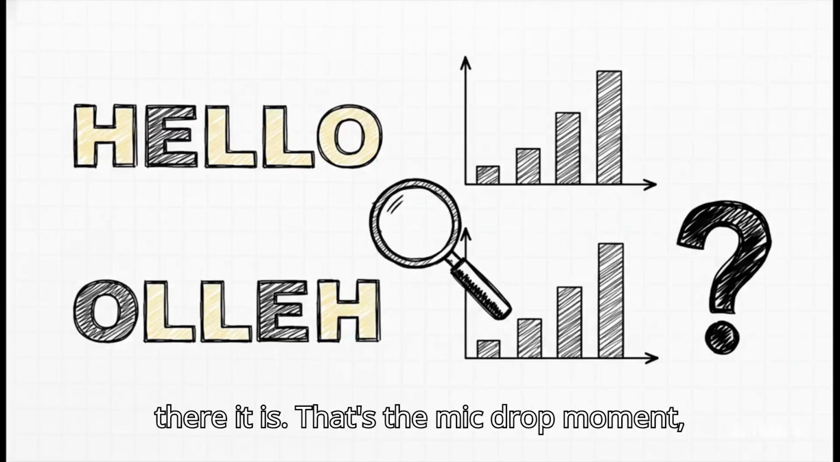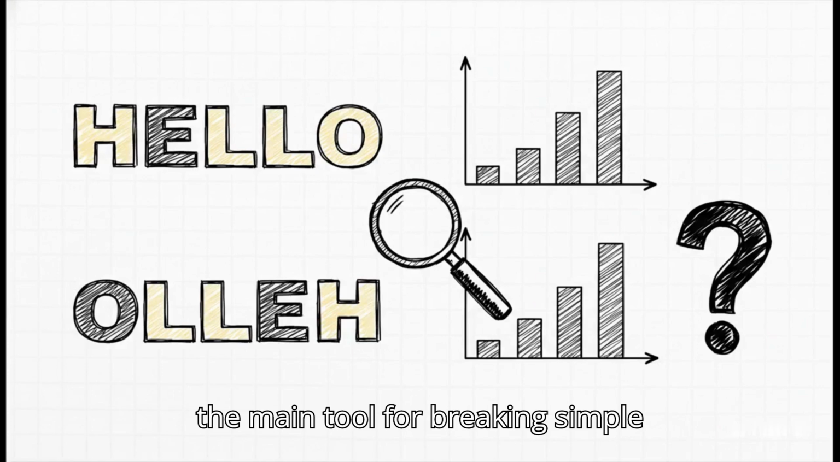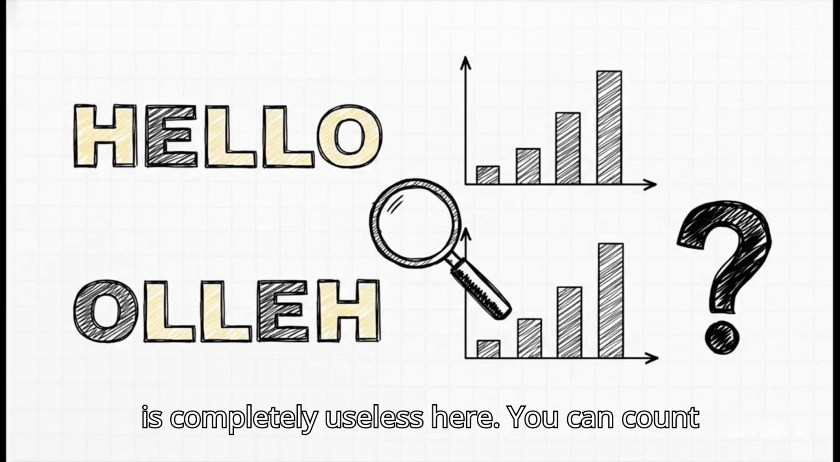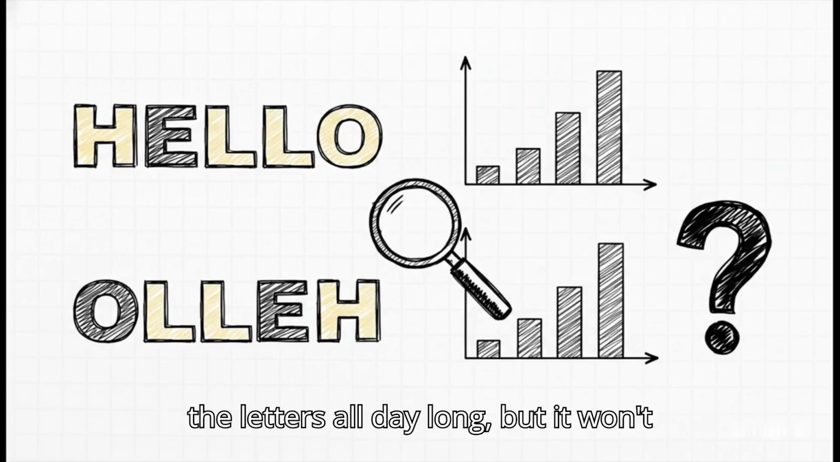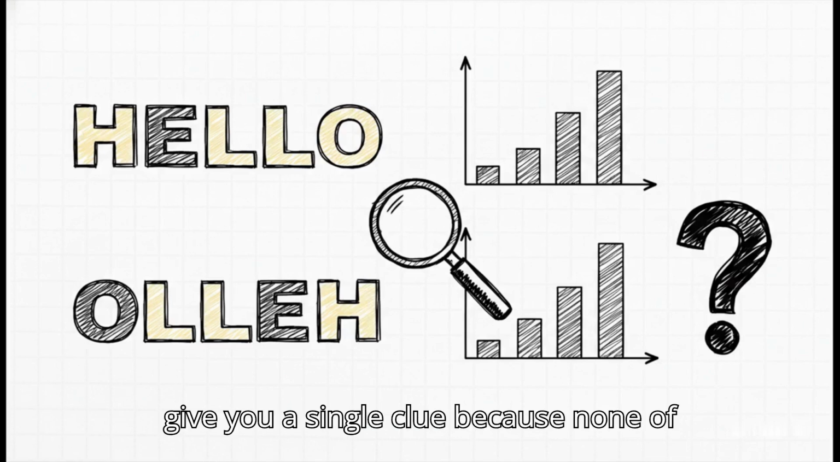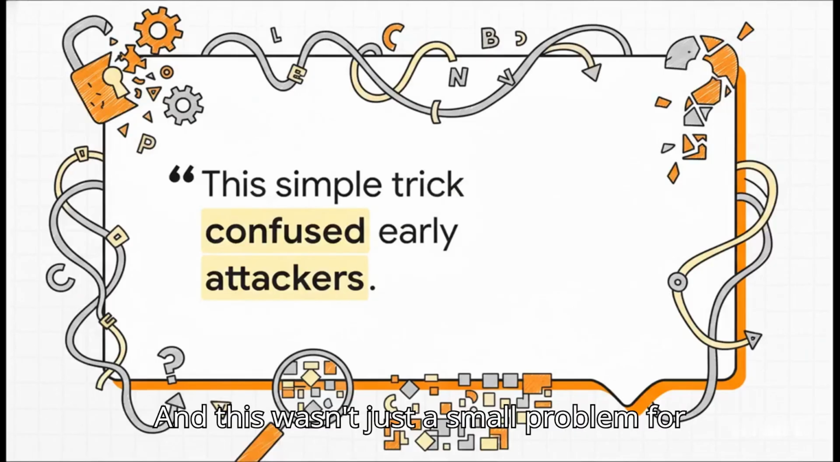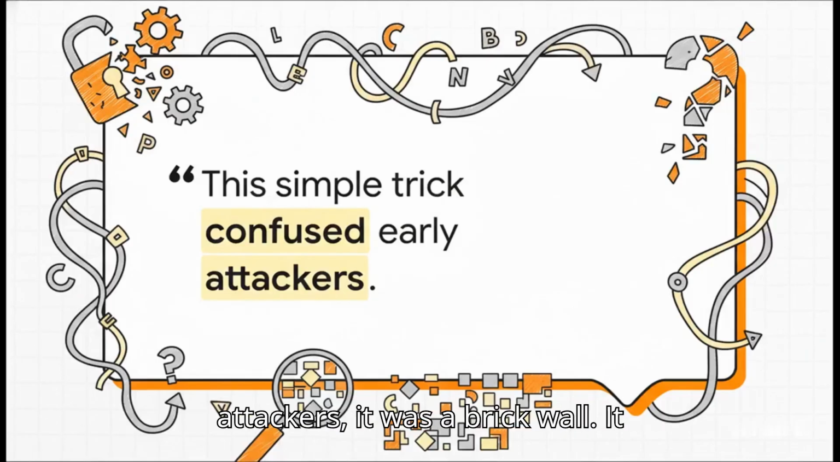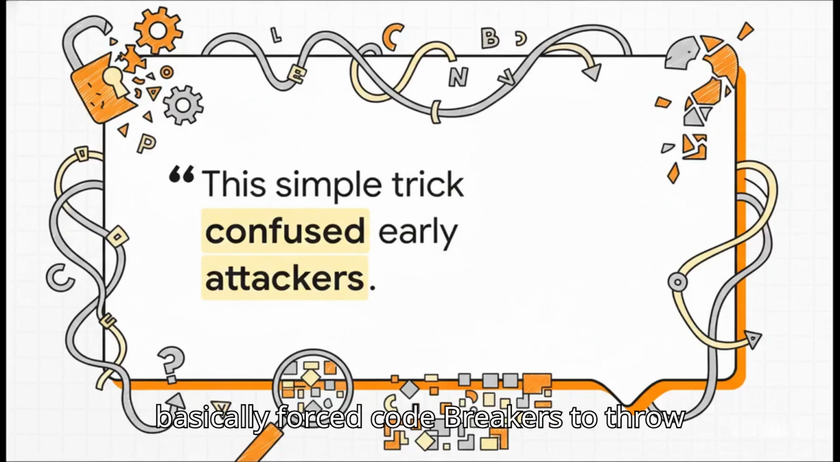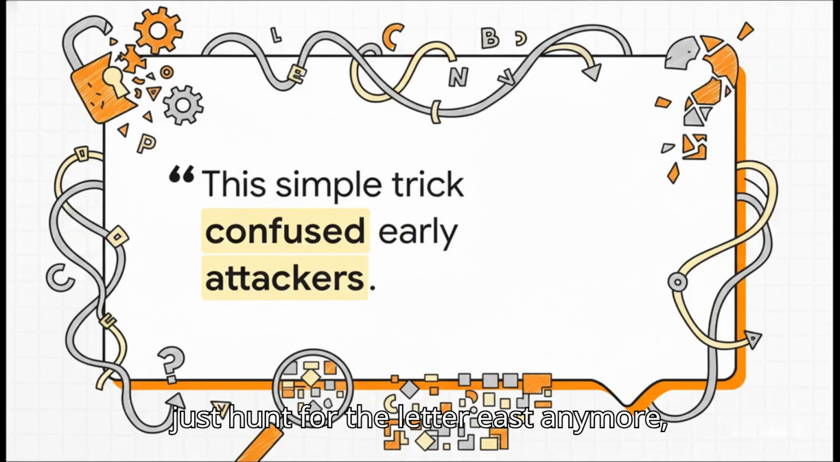And there it is. That's the mic drop moment. The main tool for breaking simple substitution ciphers, frequency analysis, is completely useless here. You can count the letters all day long, but it won't give you a single clue because none of the letters have actually been changed. And this wasn't just a small problem for attackers, it was a brick wall. It basically forced code breakers to throw out their entire playbook. You couldn't just hunt for the letter E anymore. You had to start looking for patterns in the chaos.